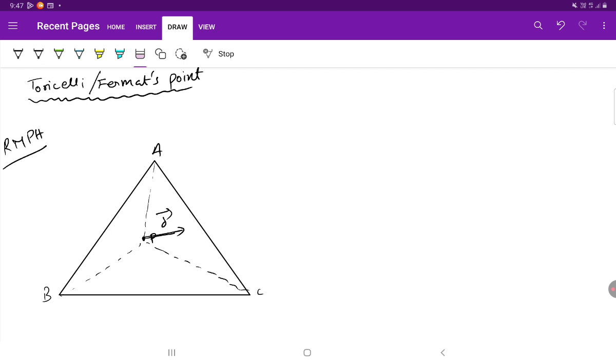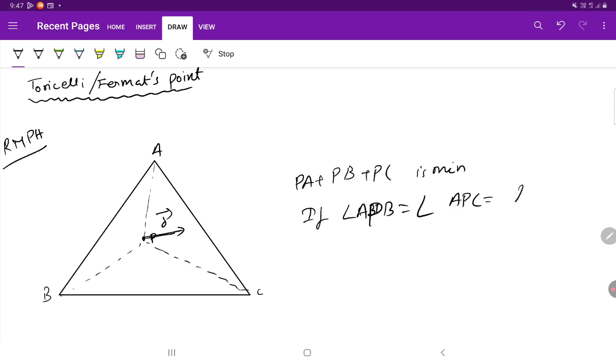Let's get started. The problem states that if you consider any point P inside a triangle, then PA plus PB plus PC is minimum if each of angle APB, angle APC, and angle BPC is equal to 120 degrees. And given that all the angles of triangle ABC are respectively less than 120 degrees.